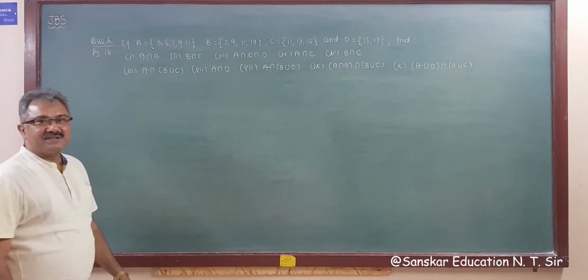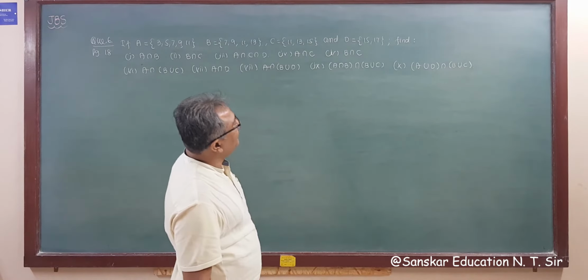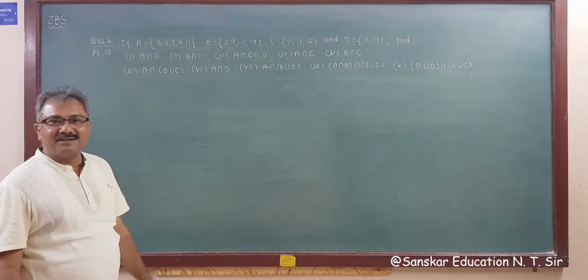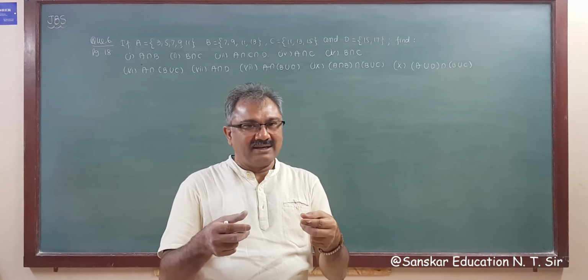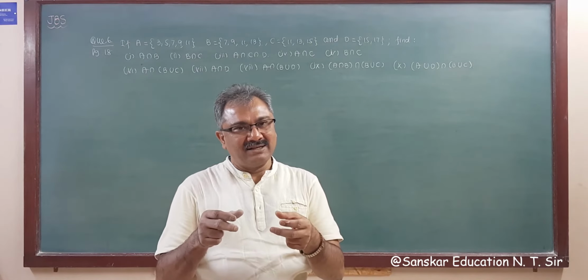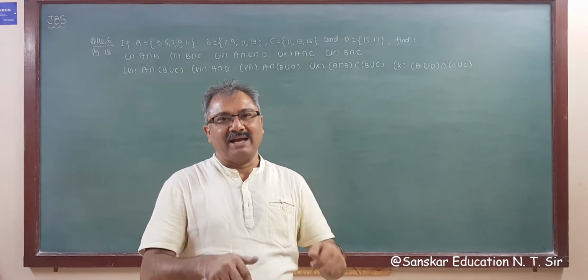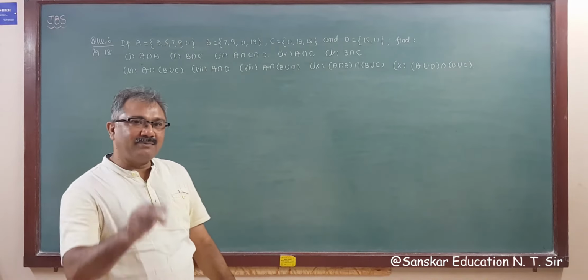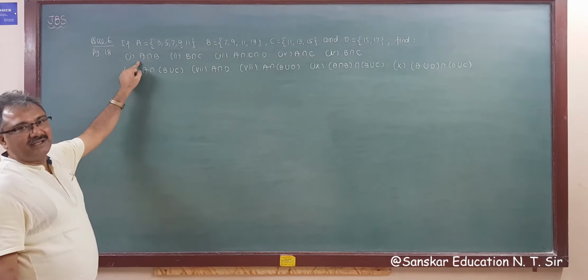Okay, next question is question number 6, page 18. If A, B, C and D are given, then we have to find these 10 results. Similarly, union means the set of all elements of both sets which are in A or in B or in both, and intersection means all common elements of two sets, which are in both A and B only. That is the concept of union and intersection.